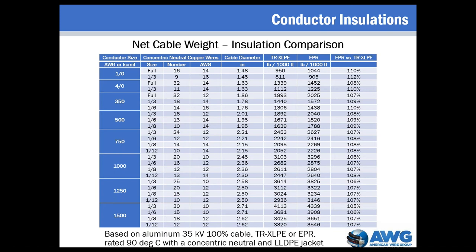However, when you consider that you could have 10,000 feet of 1/0 cable with a full concentric neutral on a 96-inch reel, that would be 9,500 pounds if TRXLPE were used versus 10,440 pounds if EPR were used, a difference of over 900 pounds.